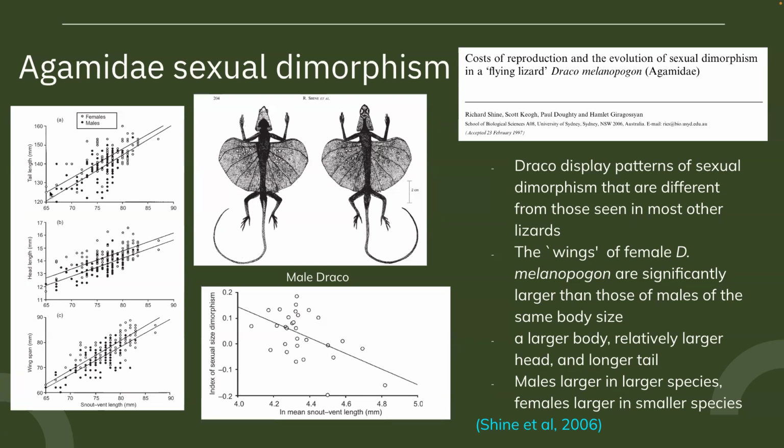But you can see that females usually have a larger tail length, head length, and wingspan, because females have to carry their children, well, carry the eggs, and they need to be able to support themselves during flight. Because they are heavier, they need these larger limbs so that they're able to carry themselves. They also found that males are larger in larger species and females are larger in smaller species, which is interesting.